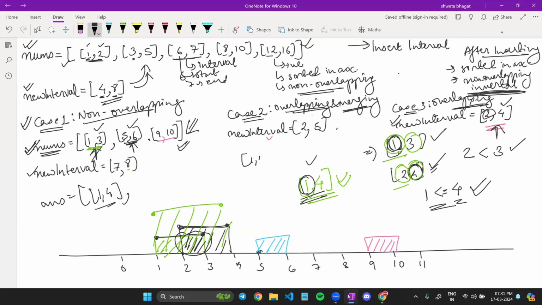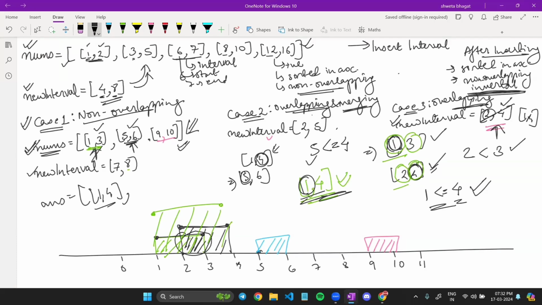So what we have? We have 1, 4 and we have 5, 6. Okay, so this 1, 4 is our new interval. Our new interval will get updated to 1, 4. Correct. Why? Because we merged this 1, 3 and this 2, 4 and got a new interval 1, 4. Okay. Now this is our new interval and this is the existing interval. Now what do we want to check? Now we want to check whether the end of the new interval is greater than or equal to the start of the existing interval.